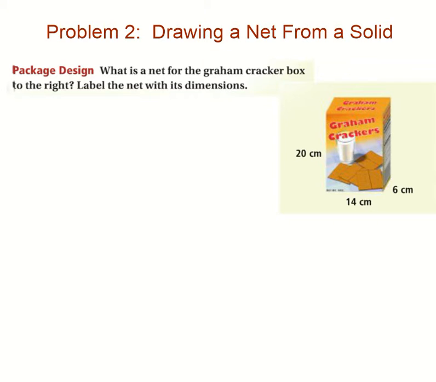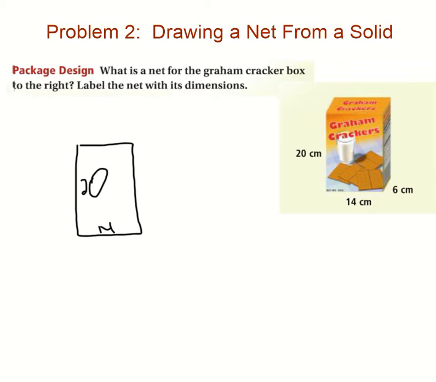And so here we have a graham cracker box, and what we want to do is draw the net for this graham cracker box. We're given the dimensions 20 centimeters, 14 centimeters, and 6 centimeters. So I'm going to start with drawing that front face that we see, that 20 and that 14. There we have the front side, the one that we see, and here's 20, and here's 14.